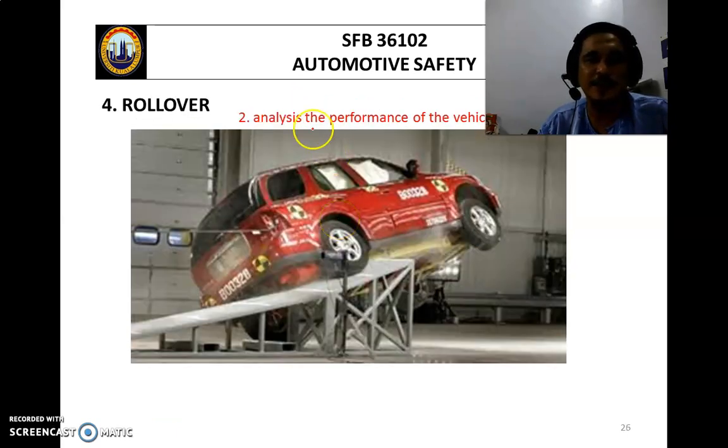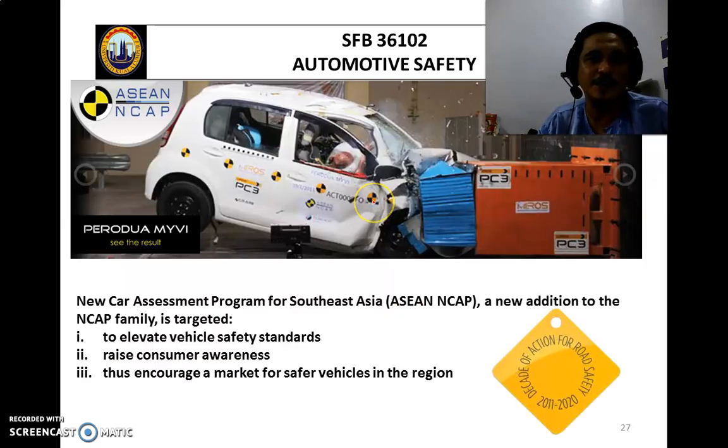The second category of the rollover is the analysis of the performance for the vehicle occupant. So the car will be put on a slope of 23 degrees, then ramped up at a speed of 43.1 kilometers per hour, and they want to see whether the car will roll or not. Okay, these are the four categories of the simulation test.